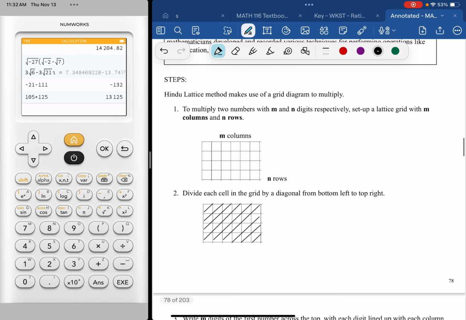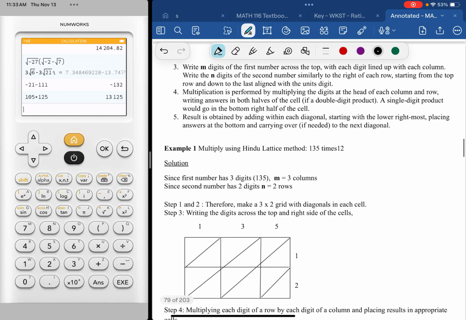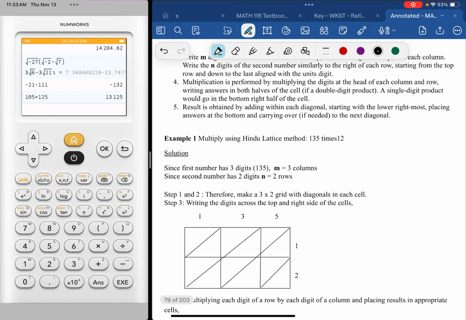So procedurally, what we do is we make a series of rows and columns corresponding with the factors that we're going to multiply. Then we diagonalize them. So we split each cell in a diagonal from bottom left to upper right. And we populate this with particular values. You'll see the example here, which I'll carry you through in a second.